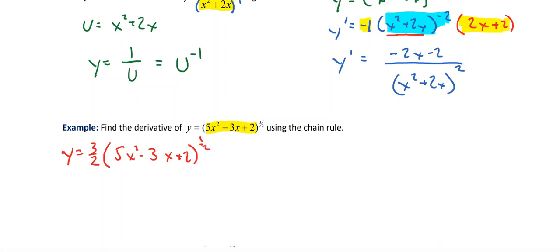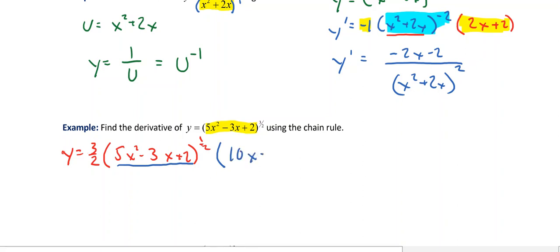And then the chain rule part is the derivative of what's in the parentheses, or the inside function, which would be 10x minus 3. And now we could clean that up a little bit by multiplying the 3 halves times this. So 3 halves times 10, 10 divides by 2 is 5, times 3 is 15. So we have 15x. 3 halves times the minus 3 would be minus 9 halves.